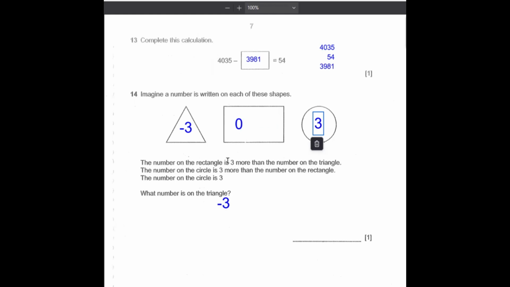Now, 3 is 3 more than 0. And the number on the rectangle is 3 more than the number on the triangle. This is the rectangle. In the rectangle, we have 0. This 0 is 3 more than this number. So what you need to say is 0 minus 3, and that's equal to -3.